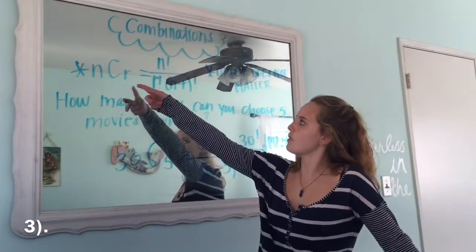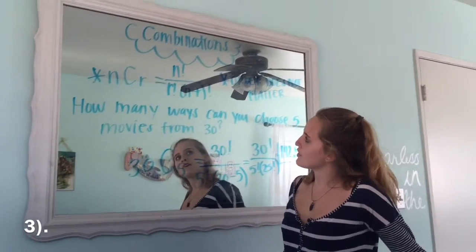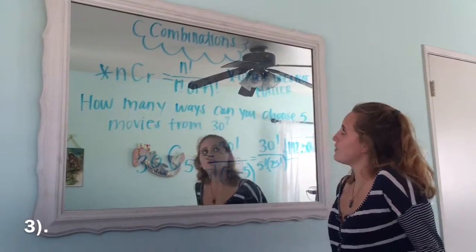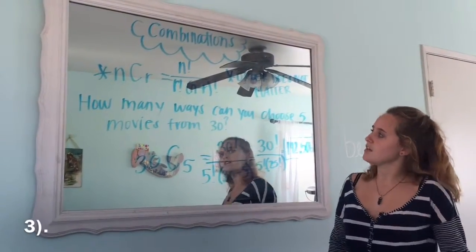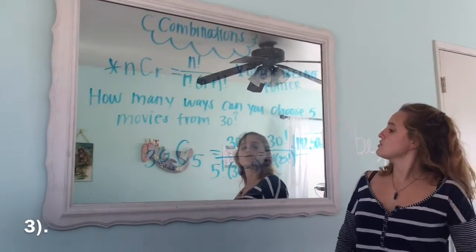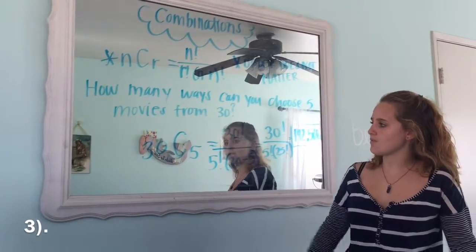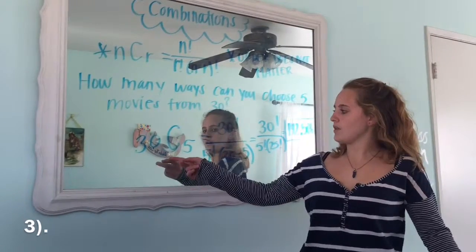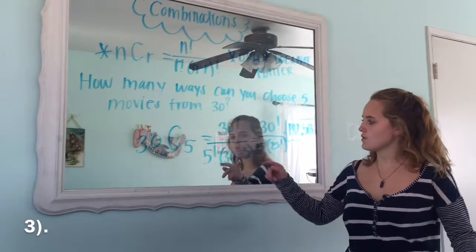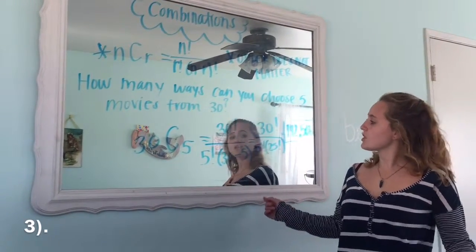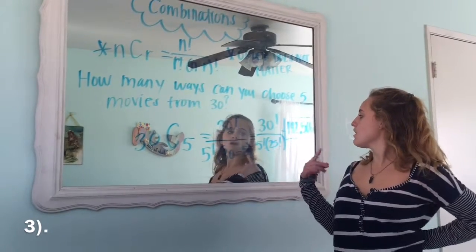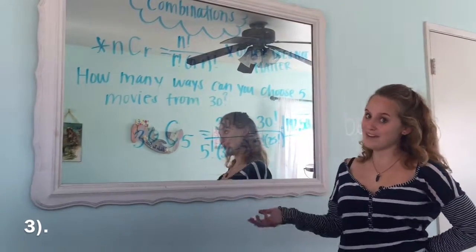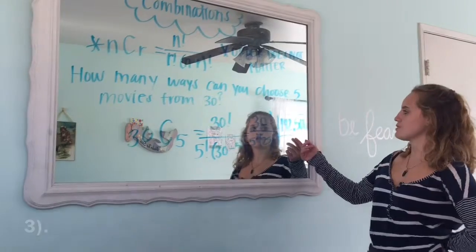Combinations, this is the formula. It's n factorial over r factorial times (n minus r) factorial. Order does not matter. For the question, how many ways can you choose 5 movies from 30? We have 30 choose 5 equals 30 factorial over 5 factorial times (30 minus 5) factorial, which is 30 factorial over 5 factorial times 25 factorial, and we got our answer, which was 142,500.